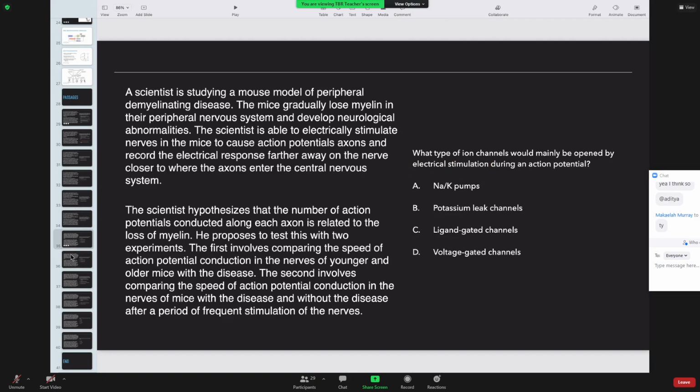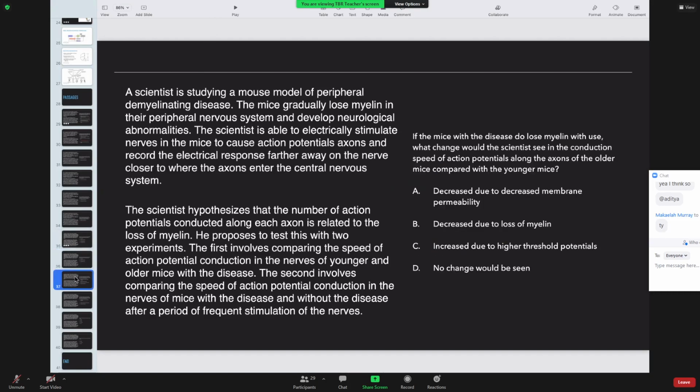Ready. Next question. I need to get rid of my annotation tool. The voltage gated channels. Next one. If mice with this disease do lose myelin with use, what change would a scientist see in the conduction speed of action potentials along the axons of the older mice when compared to the younger mice?